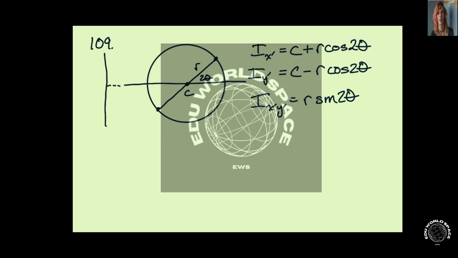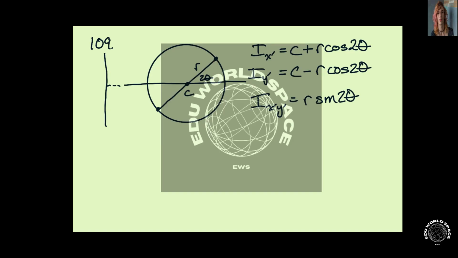So we know that Ix prime, which is this value, is c plus r times cosine of 2 theta. Iy prime, again, we're just going to assume that this is x and this is y. We could flip them around or whatever, it'll give the same result. So Iy prime is c minus r times cosine of 2 theta, since that's 2 theta. And Ixy is r sine of 2 theta, okay, this distance.